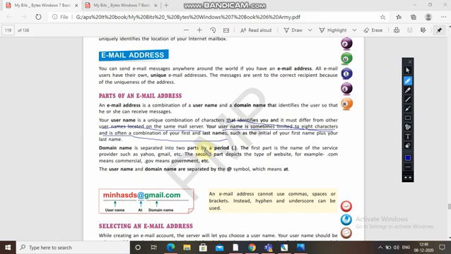Now domain name. Domain name is separated into 2 parts by a period. The first part is the name of the service provider and the second part depicts the type of website, like .com, .gov. The username and domain name are separated by the @ symbol, which means at. So these two are separated by a symbol that is @. An email address cannot use commas, spaces or brackets. Instead, hyphen and underscore can be used.